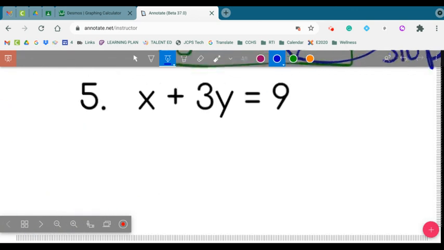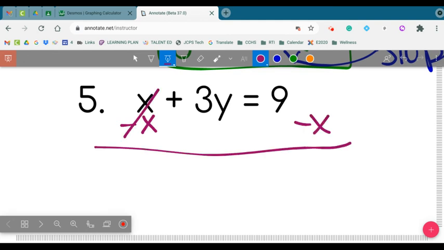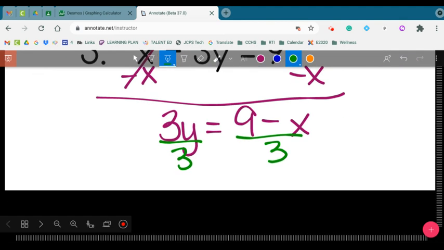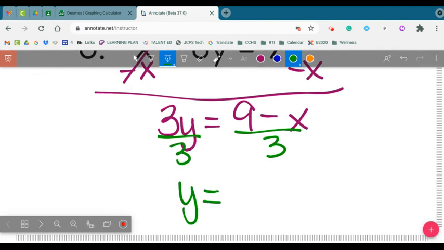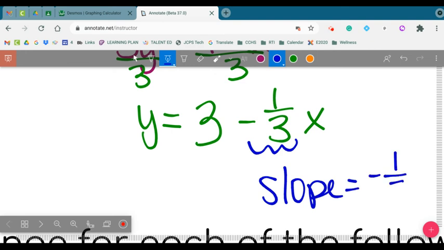Okay, next one I have x plus 3y equals 9. We need to start by moving the x. That's a positive x, so I'm going to subtract. We get 3y equals 9 minus x. And then I'm going to divide by 3. So you get y equals 9 divided by 3 is 3. Now there's a 1 in front of this x. That doesn't simplify, so you're going to have negative 1/3 x. So negative 1/3 is our slope.